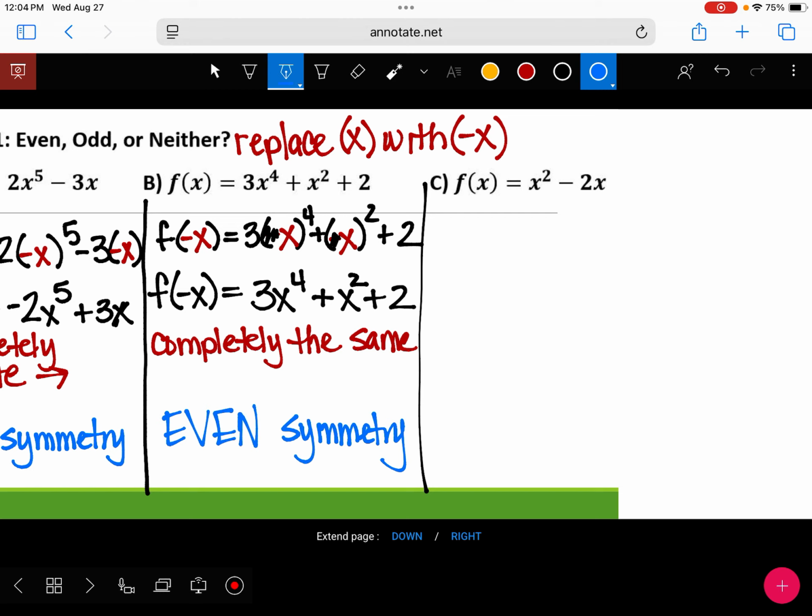And you do have to show me this step. Even if you can look at it, like I can look at it and I know odd, even, neither, you still have to show me some steps when you do it on the quiz. So we have f. Go ahead and set it up. And I have my negative x.